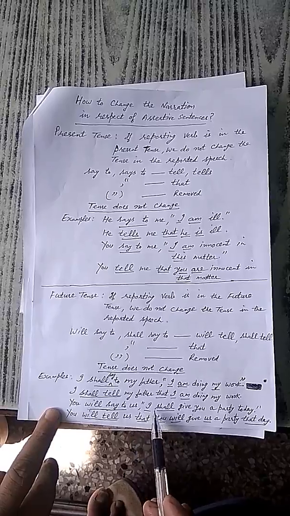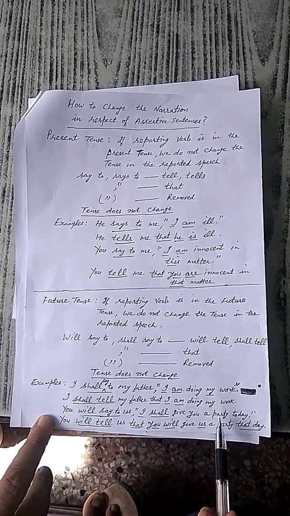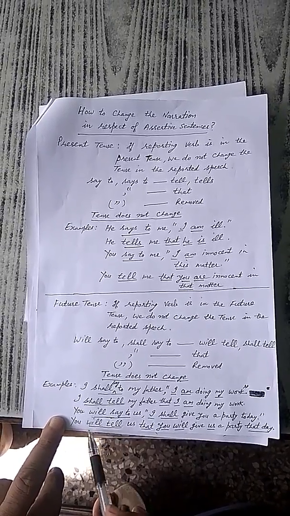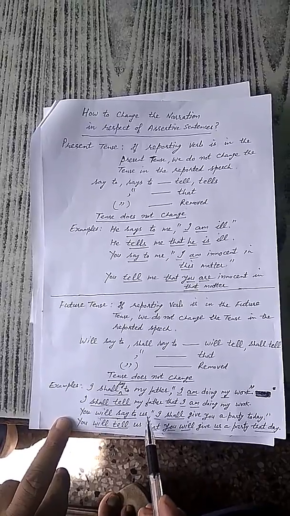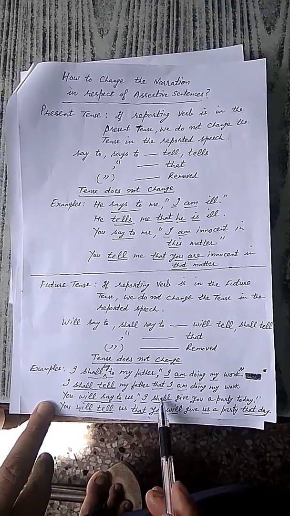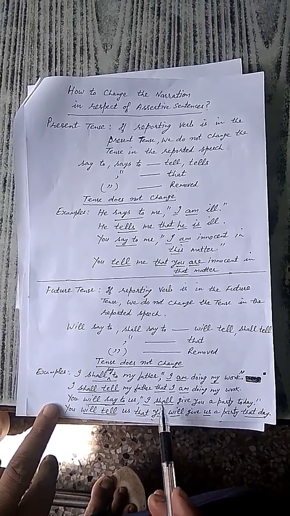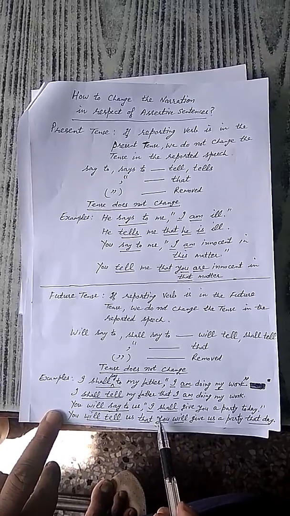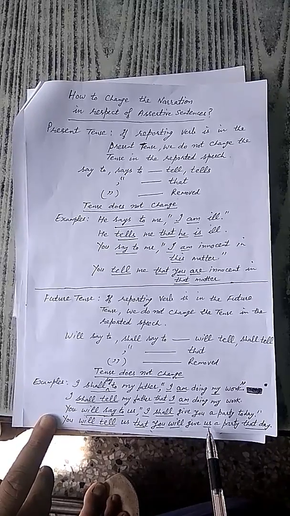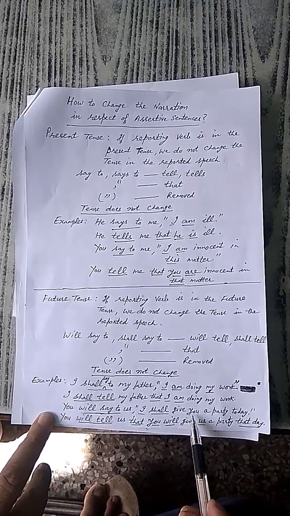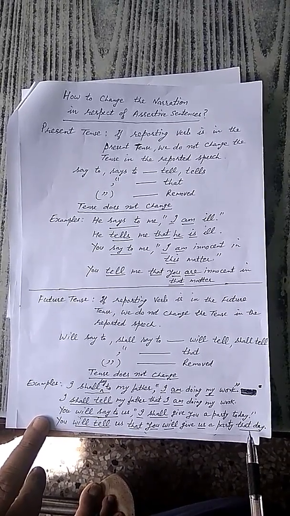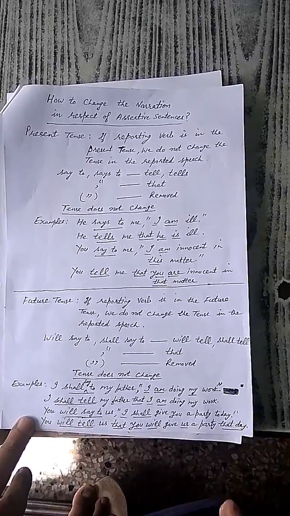You will say to us, I shall give you a party today. Will say to, will tell. You will tell us that. After removing the commas, that. First person into subject, you. Will, shall may interchange. We use shall with I and we, and will with the rest of the nouns and pronouns. You will give us. You, second person changes into object, us. A party that day. Today into that day. You will tell us that you will give us a party that day.